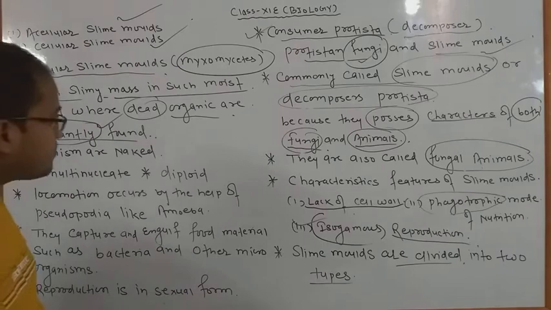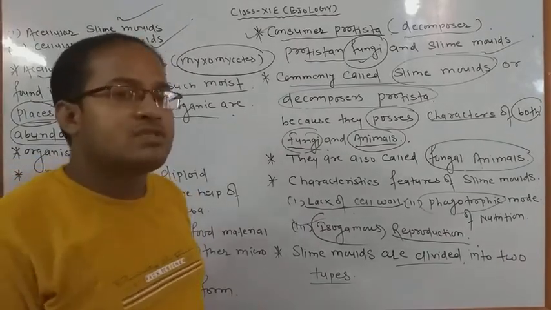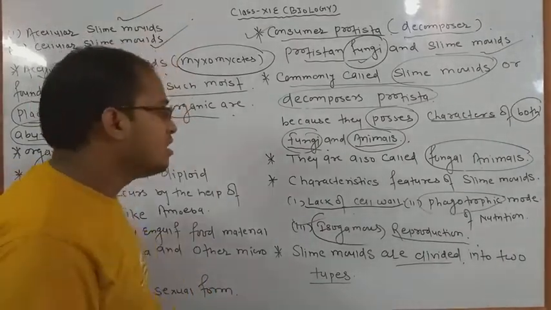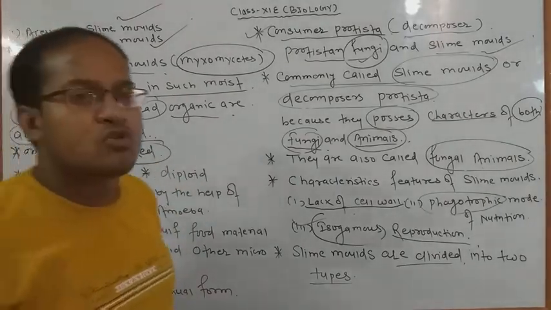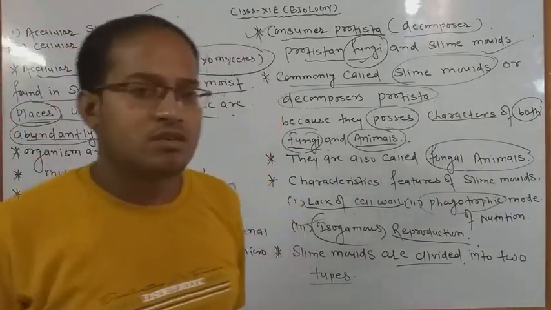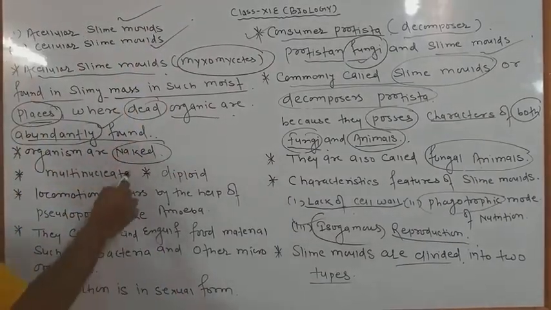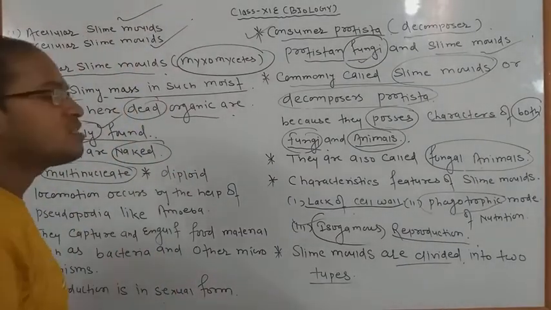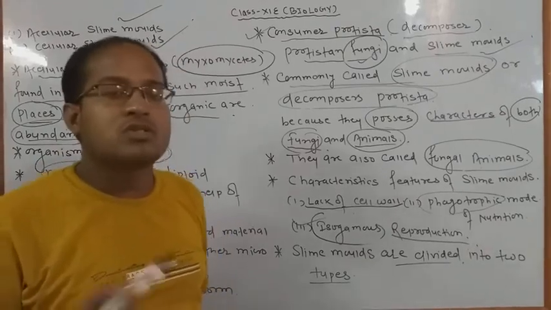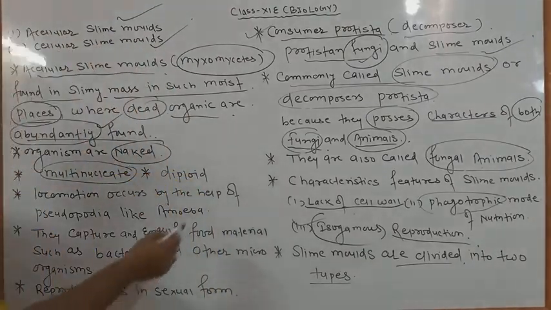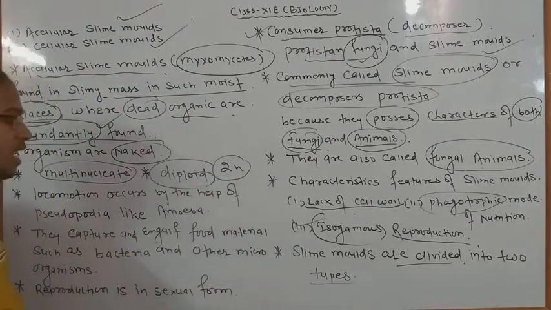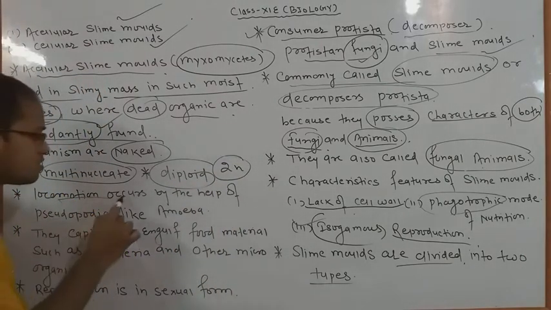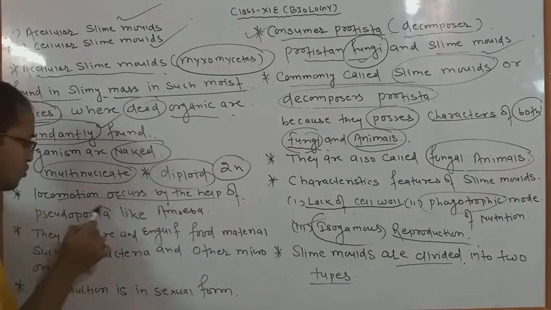Okay, now we have to also discuss which type of features they possess. Generally they are naked. Naked means they are very microscopic, which cannot be seen. Now, they are multinucleate. The nucleus may be found in multiform. ठीक है, बहुत सारे nucleus होते हैं. And they are diploid. Diploid means two in number. Okay, diploid protoplasm.